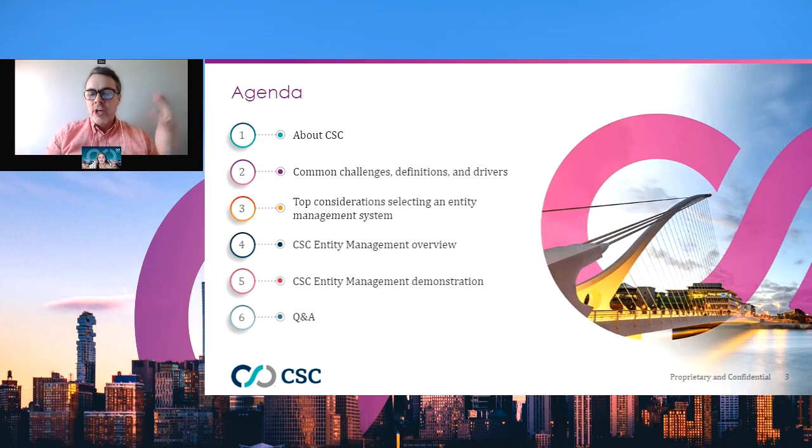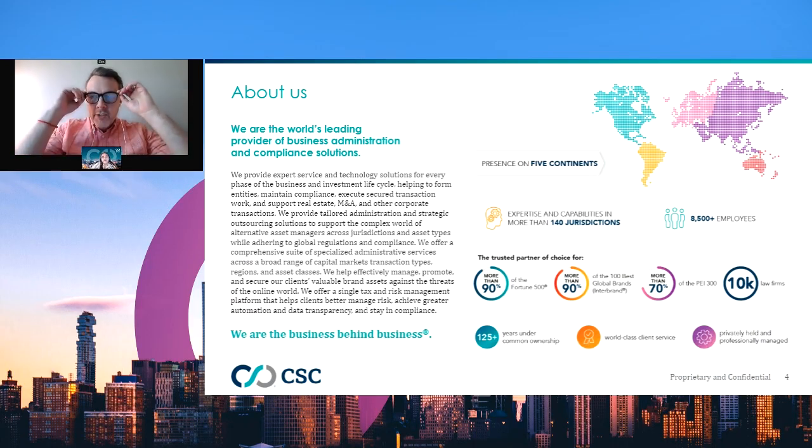So we'll talk about kind of what these programs typically can do or platforms can do. We'll talk about some of the challenges of not having a system in place or a sort of modern system in place, and then we will spend probably the second part of the presentation really getting into the capabilities that CSE brings to the market with a platform that we call CSE Entity Management with a live demonstration. And then Q&A at the end, but again, as I mentioned, please feel free to submit questions throughout, and we'll do our absolute best to answer those questions as they come. So without further ado, I'm going to turn things over to Andrea, and she's going to get us started.